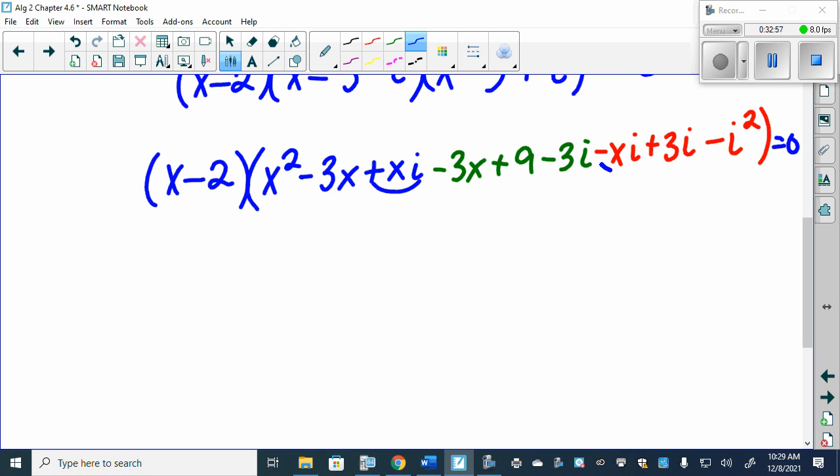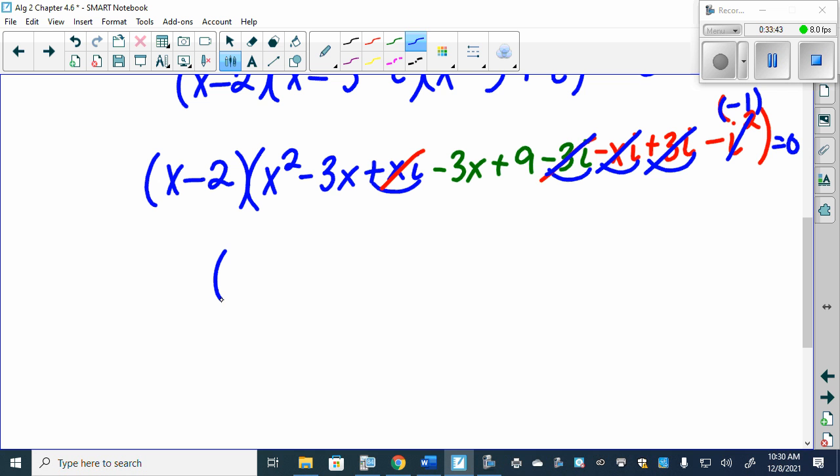Well, xi and negative xi here will cancel out. Negative 3i plus 3i, they cancel out. But that still leaves us with 1, yes? What did we say negative i squared was? Or i squared? i squared is negative 1. So really this here is negative 1. So you can write it above it in parentheses.